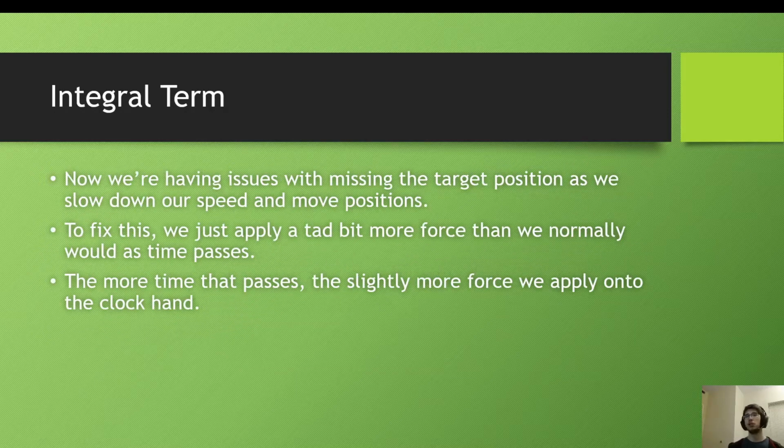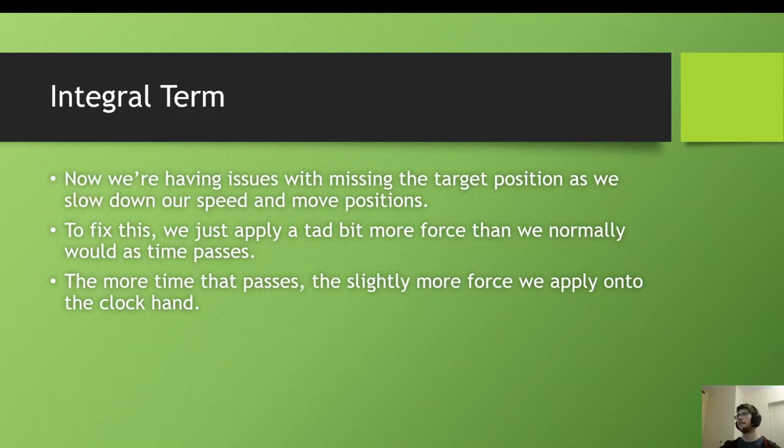And now we get into the integral term, or the I term. Now we're having issues with missing the target position a little bit, or when we're slowing down. So we might miss it a little bit as we slow down. To fix this, we just apply a tad bit more force than we normally would as time passes, and then slightly more force. So that's our integral.